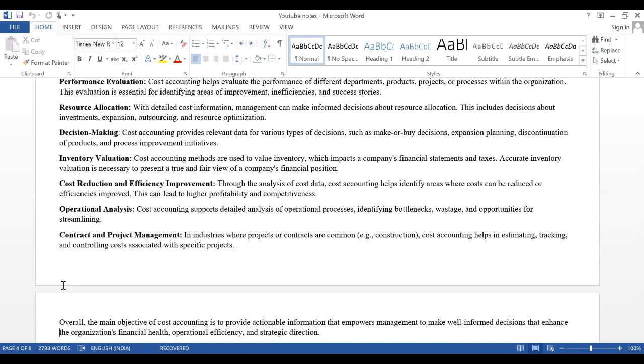So overall, your cost accounting provides very good information where the organization can take decisions related to their financial operations or day-to-day operational efficiency. So it will overall help.